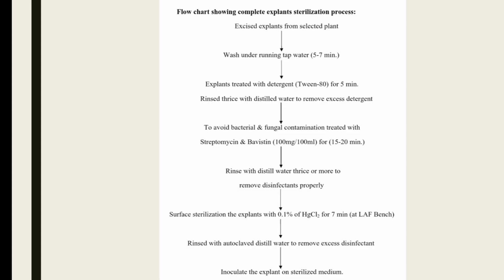Sterilization of explants. Explants which were selected for tissue culture also need to be sterilized before proceeding. First, the selected explant must be thoroughly washed with water, followed by dipping it in a detergent solution such as Tween 80 for about 5 minutes. To avoid microbial contamination such as bacteria and fungus, it is better to dip the explant in antibacterial and antifungal solutions such as streptomycin and bavistin for 15 to 20 minutes.